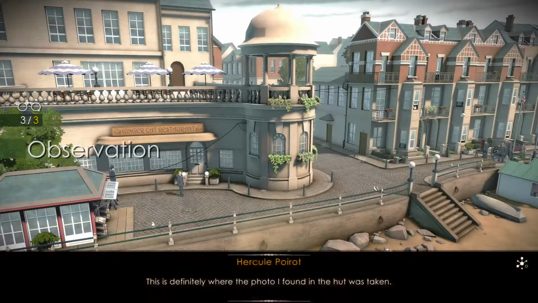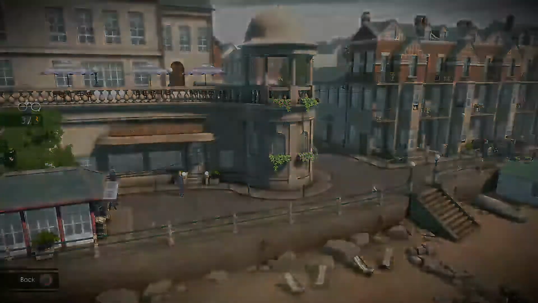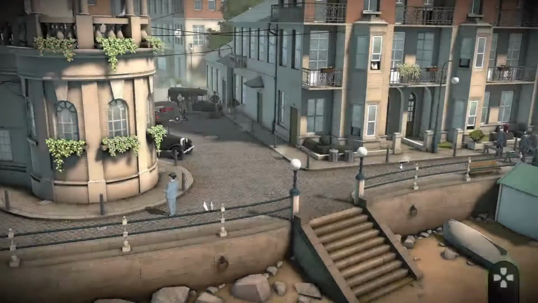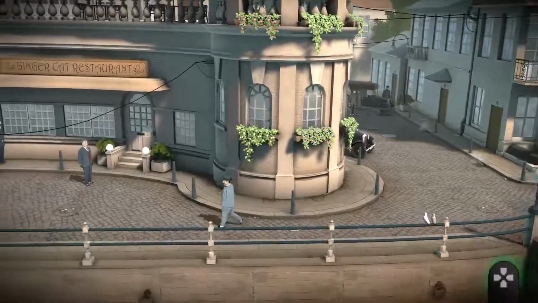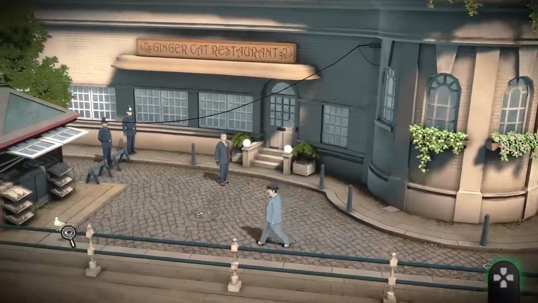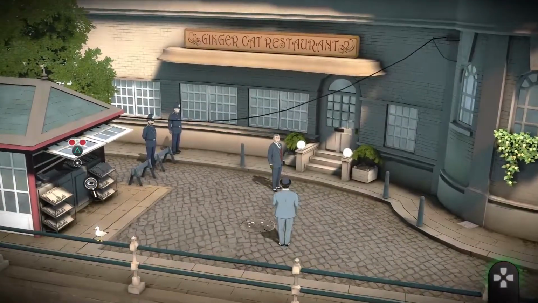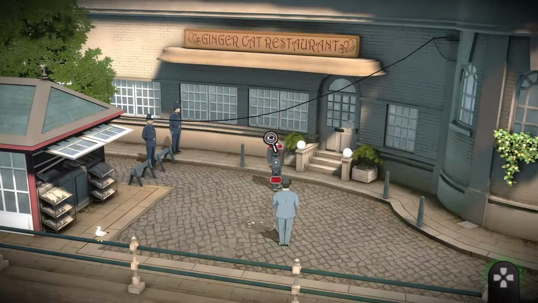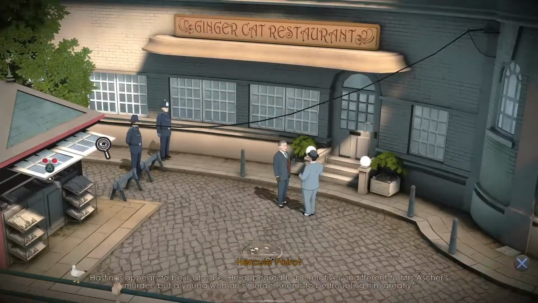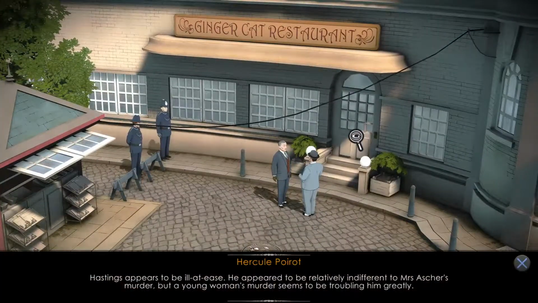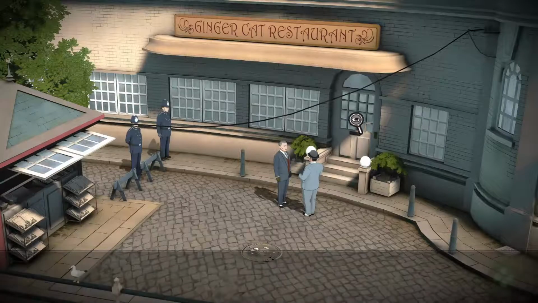This is definitely where the photo I found in the hut was taken. Hastings appears to be ill at ease. He appeared to be relatively indifferent to Mrs. Asher.